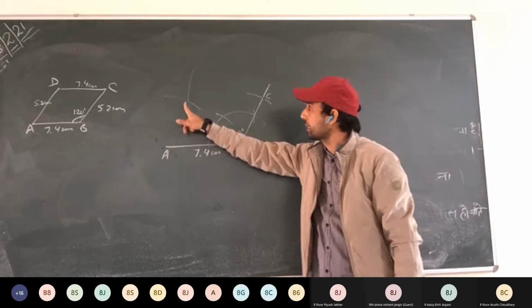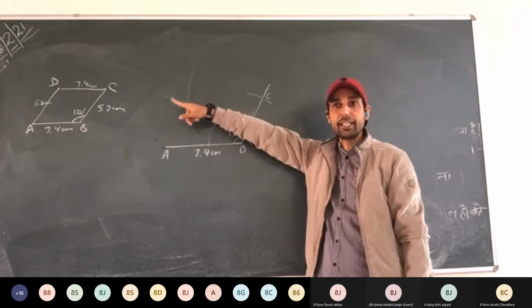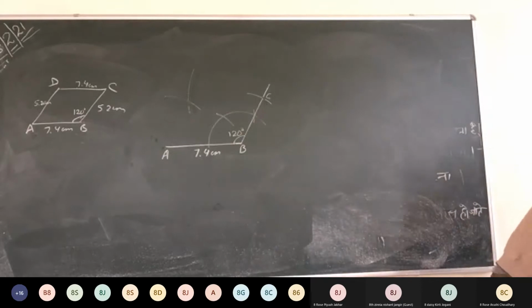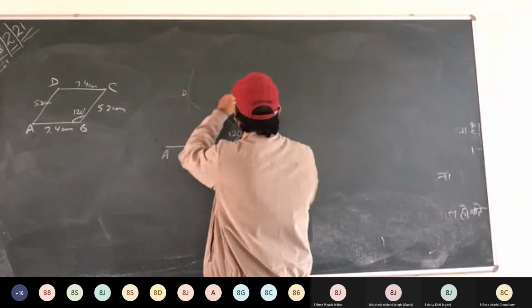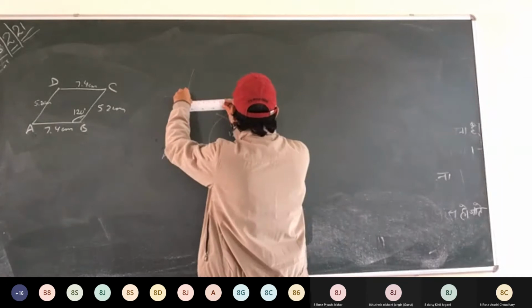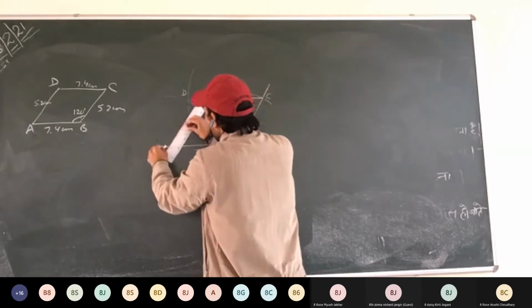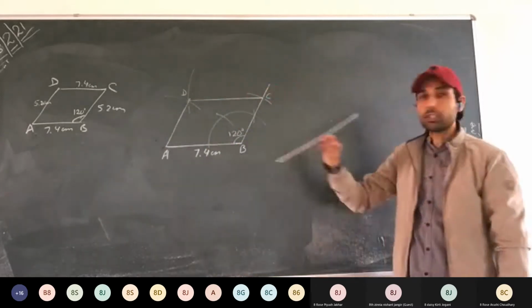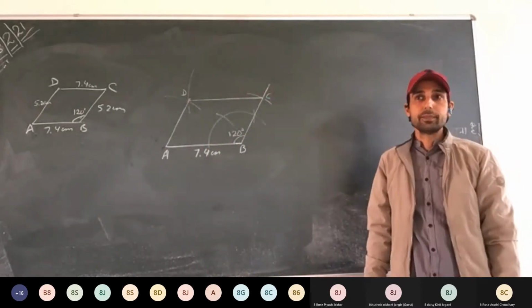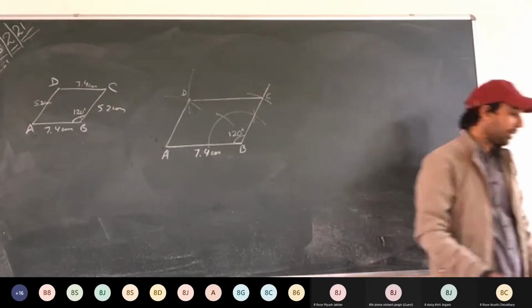Understood this one? This is our which vertex? D. Now with the scale, join them. C and D, join them. A and D, join them. So we got the parallelogram. Understood this one? Draw the second one.